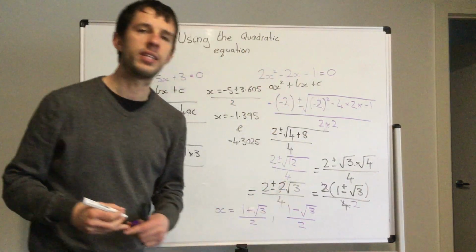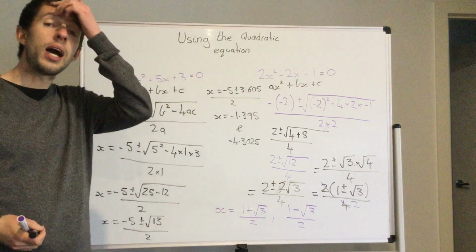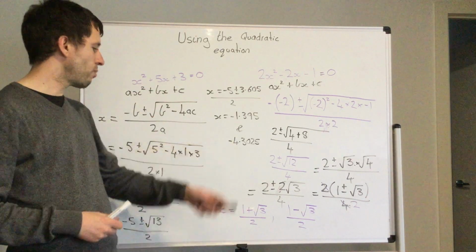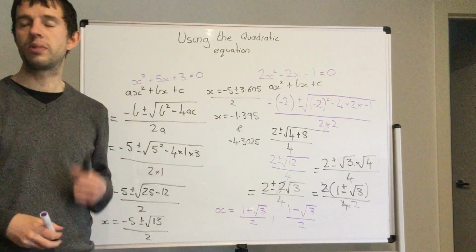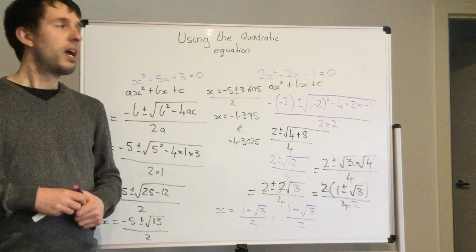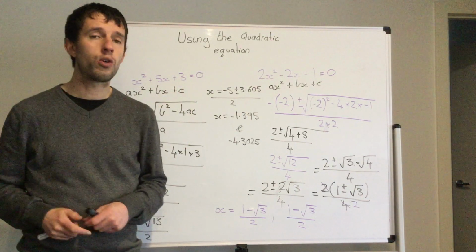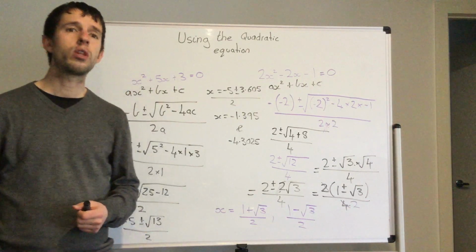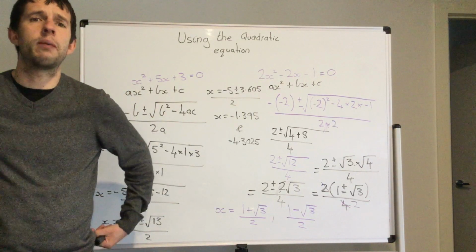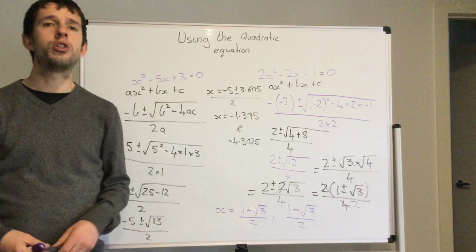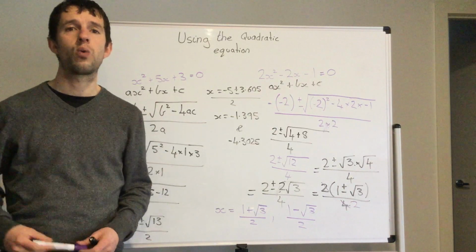So we've got our exact answers. So you are able to either leave it in the decimal form or leave it in the exact form depending on what you're after. Really hope that helps you understand how to use the quadratic formula. Again, make sure you look at the proof. It's about understanding where it comes from and you being able to use your skills to find the equation on your own.